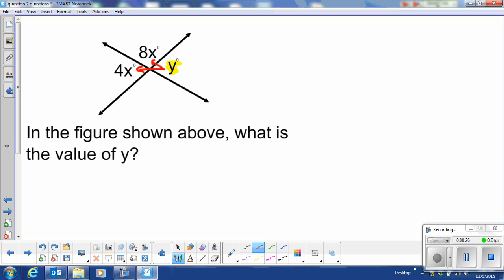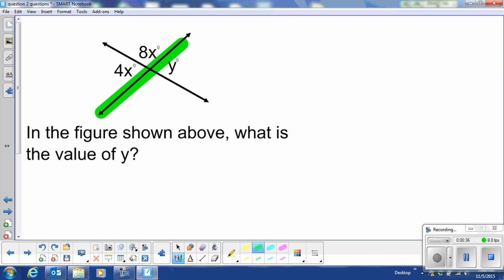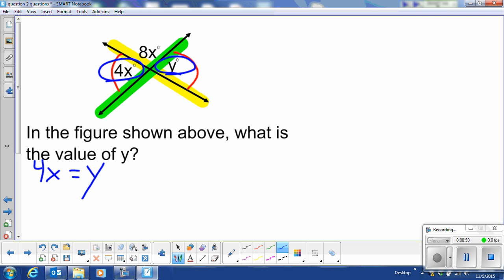So I have to think for a moment, and if I think back to geometry, I remember that something special happens when two straight lines cross each other like we have here and here. When two straight lines intersect each other, the angles that are directly across from each other are called vertical angles, and those vertical angles always have the same measure. That means that whatever 4x equals, y must also equal the same thing. So 4x has to equal y.